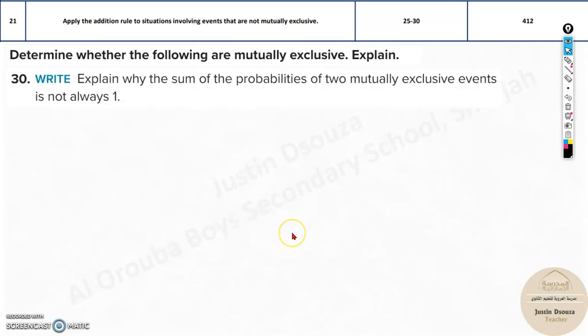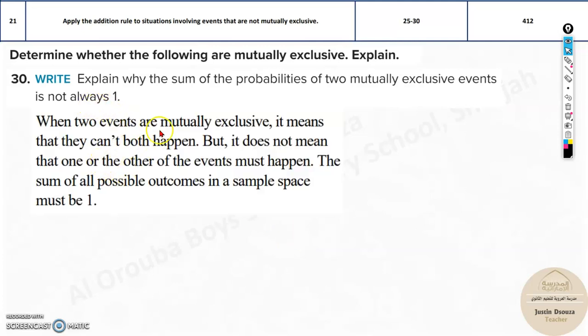And the last one over here: explain why the sum of the probabilities of 2 mutually exclusive events is not always 1. Here, when 2 events are mutually exclusive, it means that they can't both happen. But it does not mean that one or the other event must happen. The sum of all possible outcomes in the sample space must be one. Obviously, the sample space of all possibilities will be one. This is about mutually exclusive events: they can't both happen.